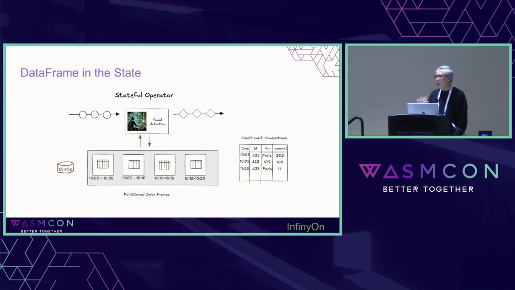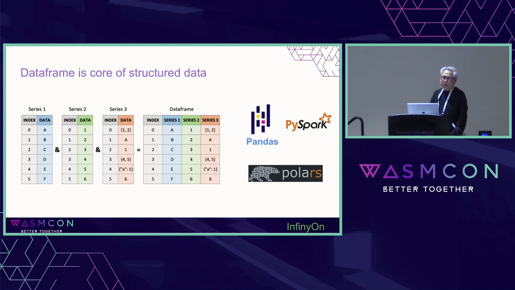So if somebody is trying to withdraw on a credit card in Paris and at the same time in London, that's one way to tell that it's obviously a fraud. The way we do it is through a data frame, which I'm going to give a quick overview of.